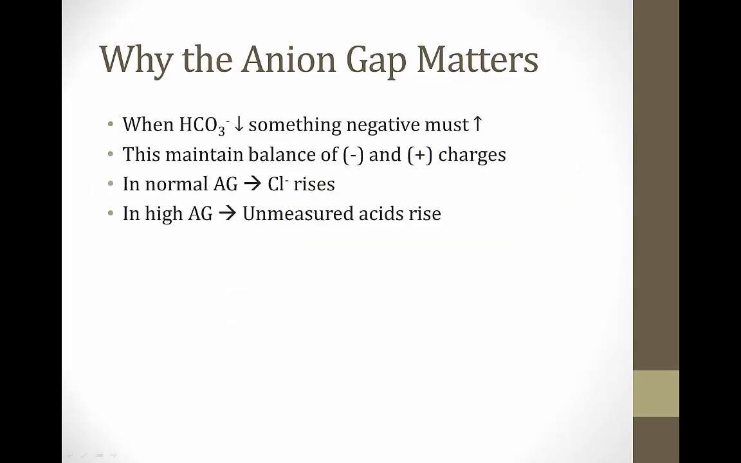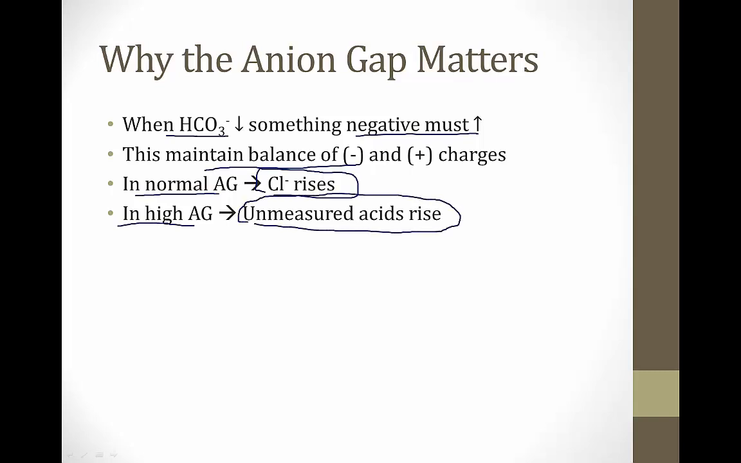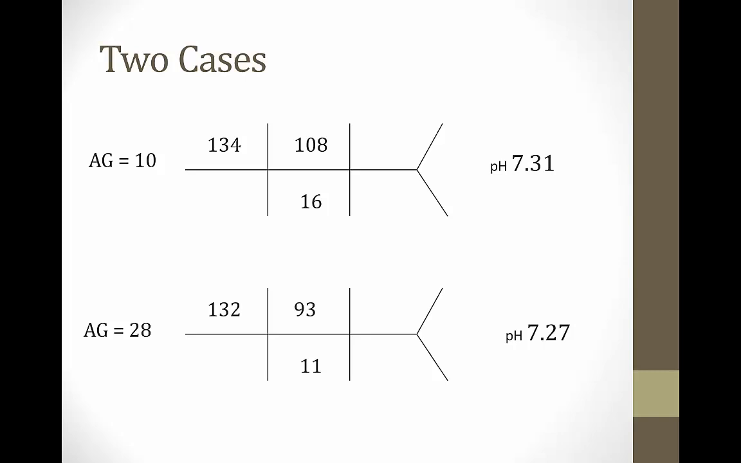So another way to think about it, and I just want to emphasize this because it's an important point, when the bicarb falls, something negative must rise to make up for that loss of negatively charged bicarb. We have to maintain the balance of negative and positive charges. In a normal anion gap acidosis, the chloride rises, and chloride is part of the anion gap. That's why the anion gap stays normal. In a high anion gap metabolic acidosis, unmeasured acids rise, and that's what makes up for the loss of negatively charged bicarb. So just to make this point very clear, let's go over two quick cases of acidosis problems.